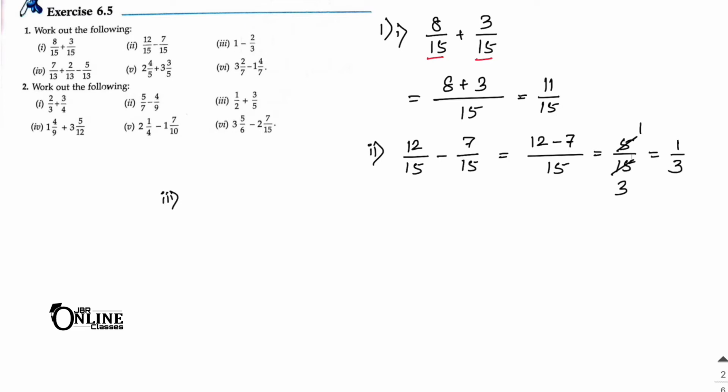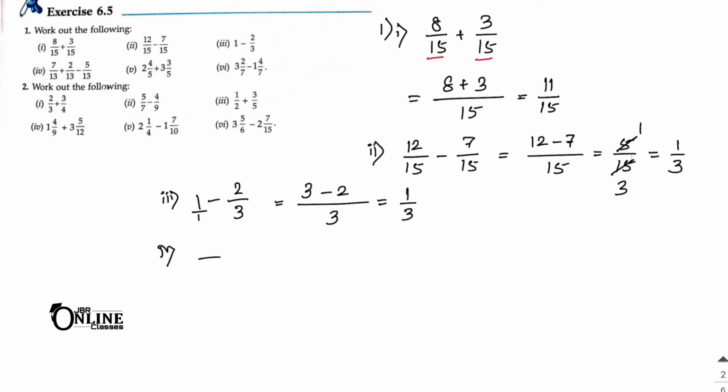Now the third one, 1 minus 2 by 3. In that case the LCM equals 3. Now as here 1 means 1 by 1, so 1 into 3, so you can write 3 minus 2, and that equals 1 by 3 as your answer.